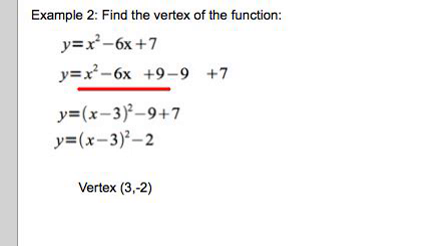That's the process of converting from standard form to vertex form to allow you to read off the vertex, determine the maximum and minimum of a quadratic function.